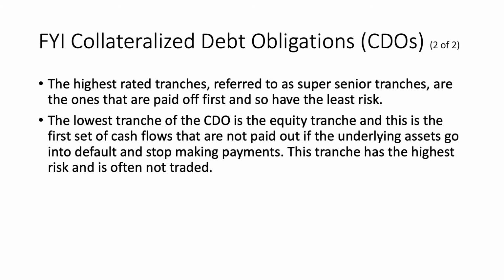The lowest tranche of the CDO is the equity tranche, and it's the first set of cash flows that are not paid out if some proportion of the underlying assets goes into default or stops making payments. So, you take portions of the income stream that is flooding into this, and the super senior tranches are the ones that will be paid off first, and then so on and so forth to higher and higher levels of risk that you can then part out and sell as different securities.